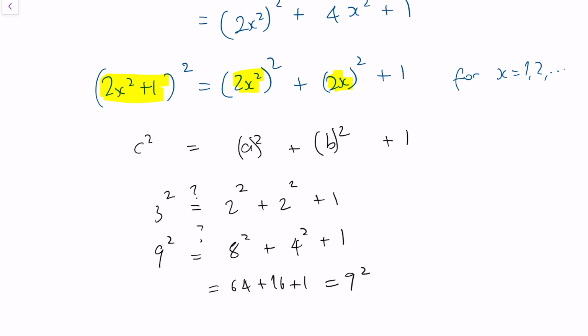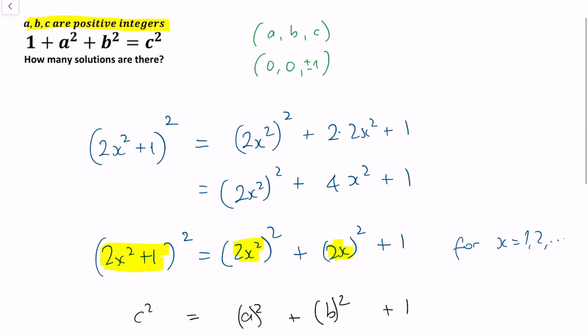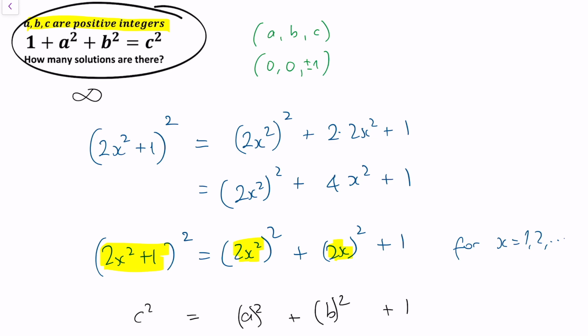Okay, and so on. So the answer to this question, how many solutions are there to this given equation? Well, there are, in fact, infinitely many positive integers a, b, c that will satisfy this equality.